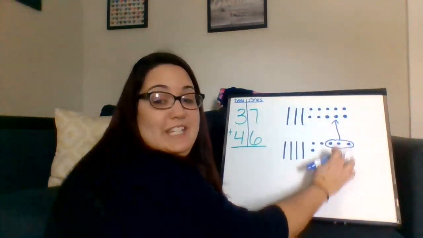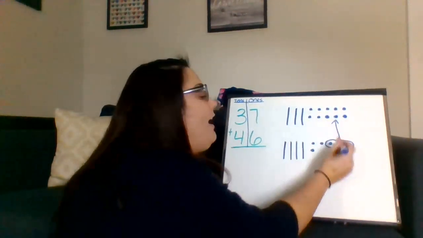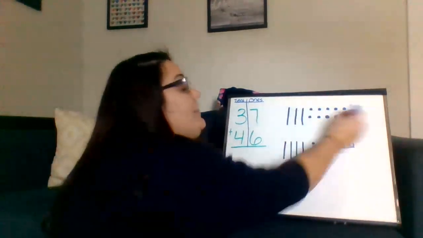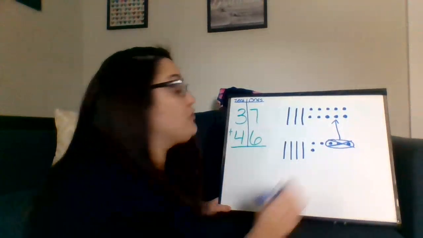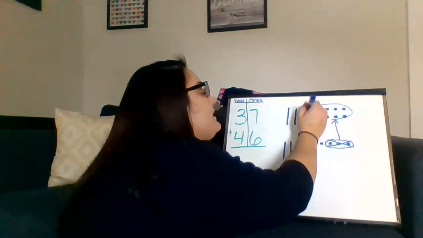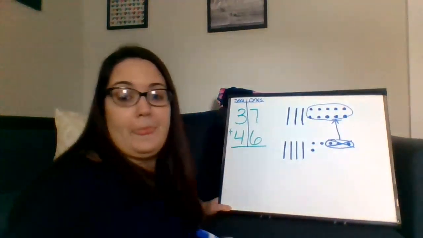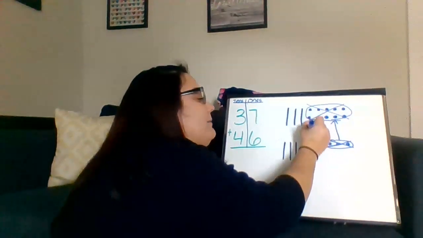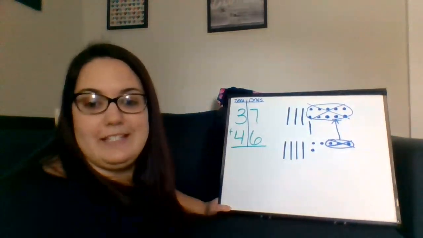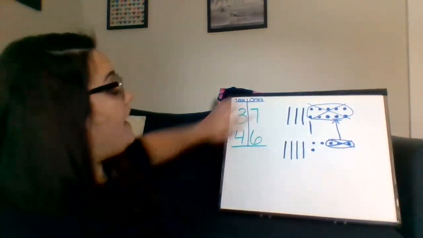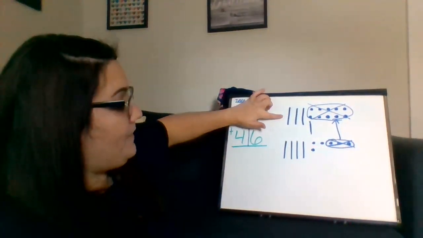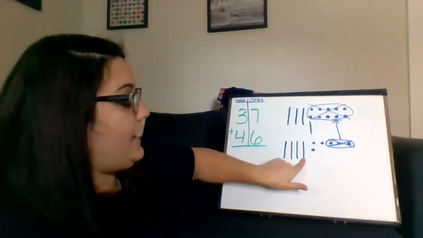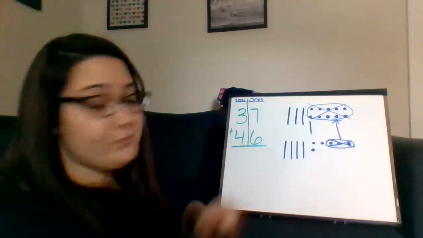Now, because I've moved these 3 ones to the top, I'm going to cross that out because I can't use them anymore. This has now made an extra 10. So I'm going to circle that group of 10. I'm going to cross it off and make it into a 10 by drawing a line to show that it's a 10. So now I have 1, 2, 3, 4 tens, plus 4 tens plus 3 ones.